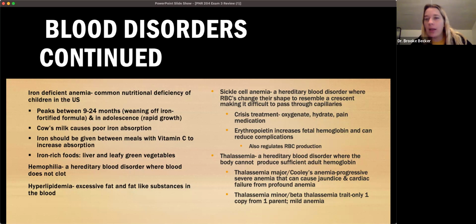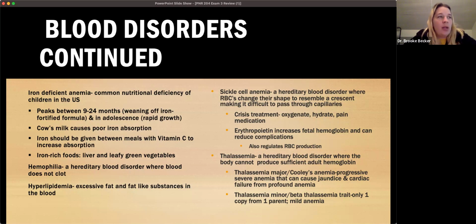It's also kids in adolescence. Because they're growing so much, going through puberty and all of that, they're also at risk for iron deficiency anemia. So feeding them iron-rich foods, like green leafy veggies, liver, red meats, and beans, which have high iron in them, is one way that you can improve that deficit. But a lot of times these kids need to be given iron supplementation. In order for that to be absorbed appropriately, they need to be taking vitamin C with that iron.